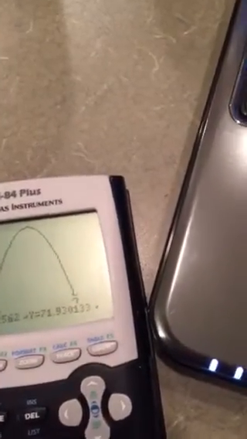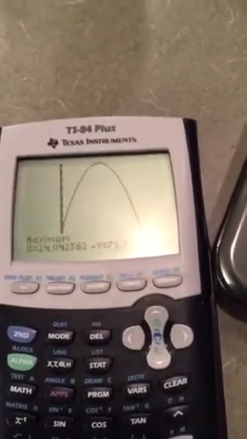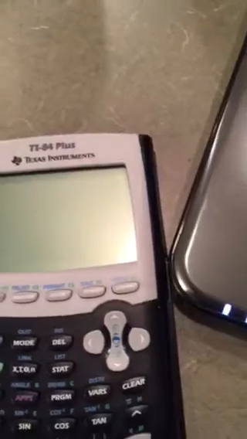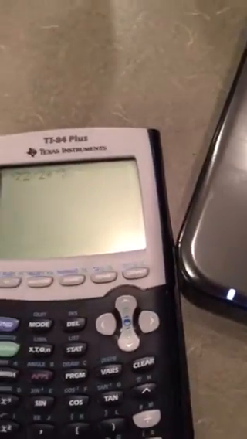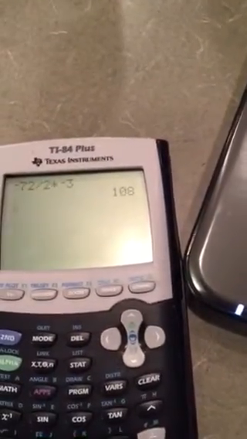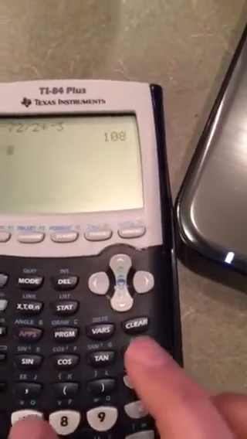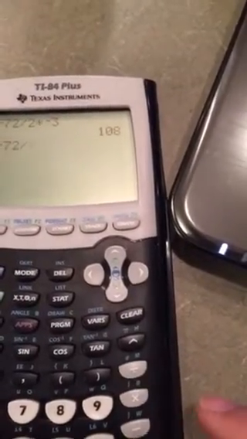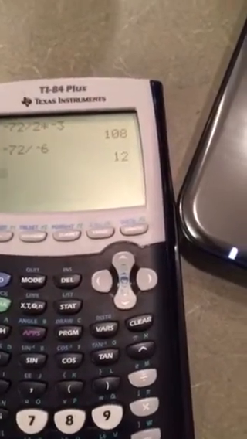Oh, sorry, I was at 0, so forget that, my fault. It's really hard when you're filming this. I apologize. So anyway, I'm going to just do it by hand this way. Negative b, so negative 72, divided by 2 times a, so 2 times negative 3, which is divided by negative 6. Forget the first one, 12. So 12 is the max.